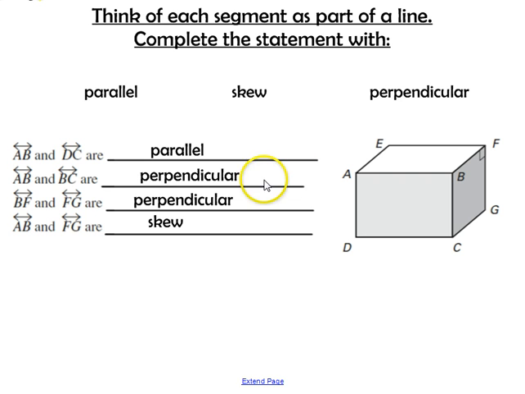Hopefully you got parallel, perpendicular, perpendicular, and skew. If you got any of these wrong, make sure you go back to the vocabulary we defined at the very beginning of this lesson and make sure to study those so you know each term very well.